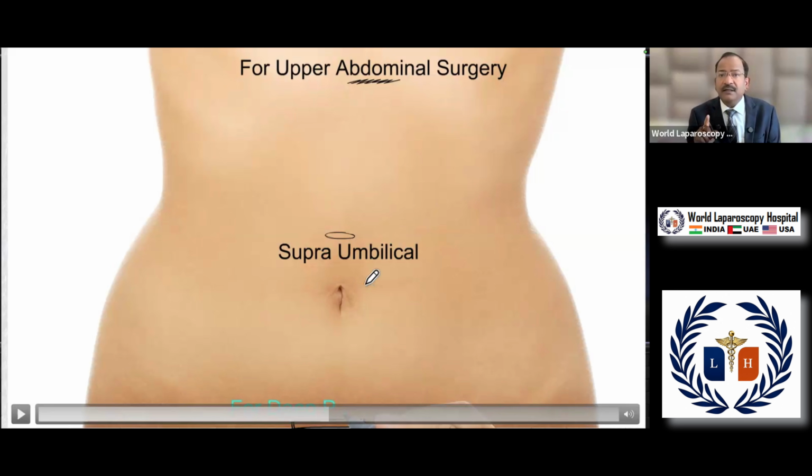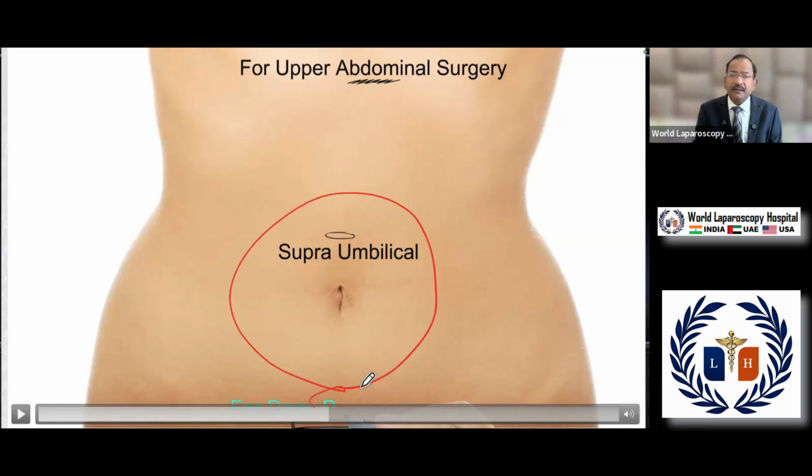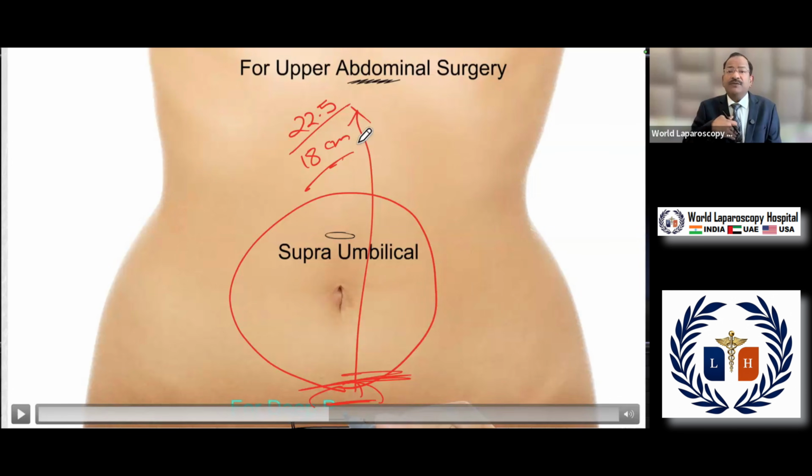Not only that, you have to also consider pathology. Suppose you have a 24 centimeter fibroid, which is already above the umbilicus, then the pubic symphysis will not be considered, the base of the fibroid will be considered, and you have to go from here again 22.5 centimeter in the obese or 18 centimeter in the normal above. So, sometimes we may have to go to the xiphisternum. Suppose you have a 25 centimeter fibroid, then you may have to put the optics in the xiphisternum.